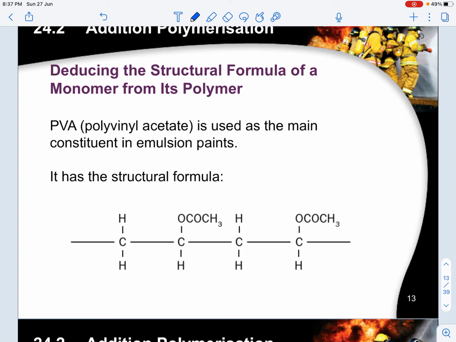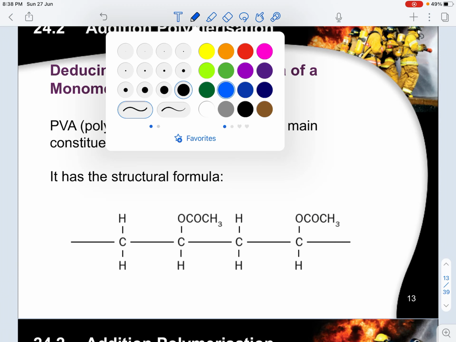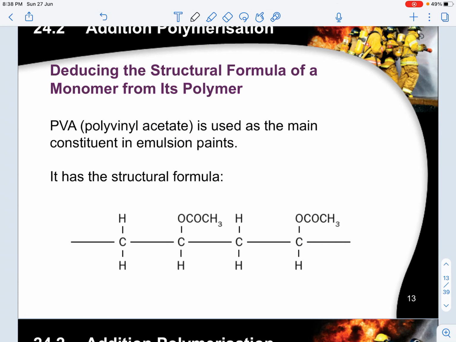So next we see that PVA is also used as a main constituent in emulsion paints. And how do we see the repeated unit? We spot the pattern, and when we split here, this is one repeated unit, this is two repeated units. And next, how you draw the repeated unit is you erase where the lines repeat. So for example, in this case, I would say this is the one, so I erase it. Then I will erase the other side of the line.